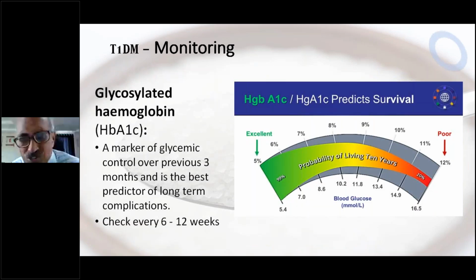And the next thing is HbA1c. What is HbA1c? It is glycosylated hemoglobin. It is a marker of glycemic control over the previous 3 months and is the best predictor of the long-term complications. And this has to be done every 6 to 12 weeks.